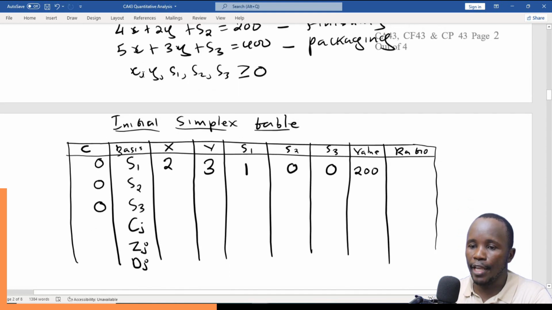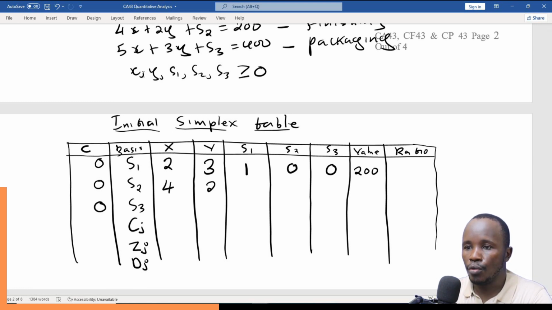Now, we go to S2. S2, X here is 4. Y here is 2. I'm looking at the second equation. There is no S1 in S2. S2 is 1, this is 0, and this is 200. S3, we have the coefficient of X is 5. The coefficient of Y is 3. There is no S1, there is no S2. S3 here is 1, and the value is 400.